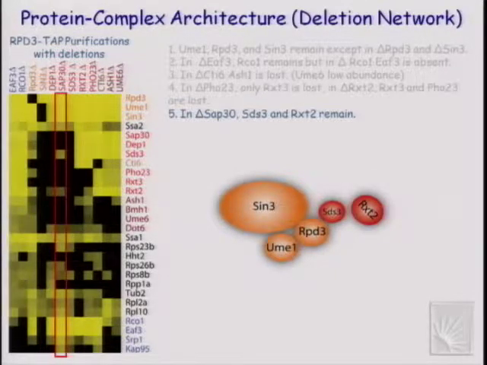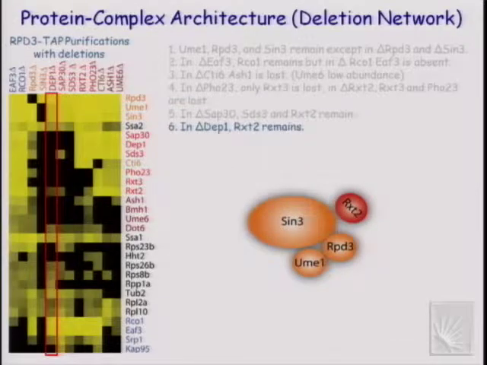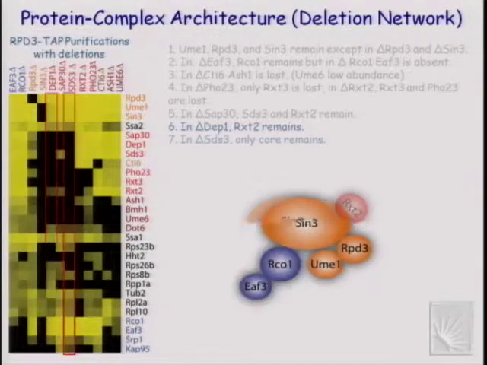So when SAP30 is deleted, STS3 remains, DEP1 and SAP30 obviously, DEP1's lost, SAP30 is also gone, and then these other ones, FO23, RXT3 are gone, but RXT2 still remains. In the DEP1 deletion, all we have left is RXT2. All these other components, we still have the intact core, all these other components are gone.